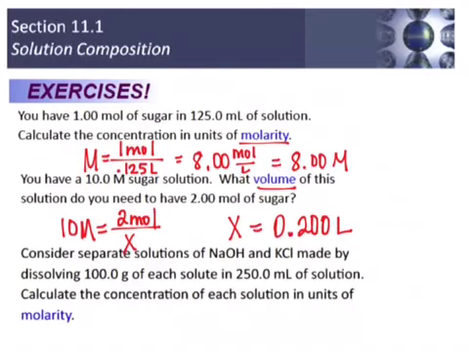And lastly, it says consider separate solutions of sodium hydroxide and potassium chloride made by dissolving 100 grams of each in 250 milliliters of solution. Calculate the concentration of each solution in units of molarity. So first of all, if I have 100 grams of NaOH, I need to convert that to moles by using the molar mass.